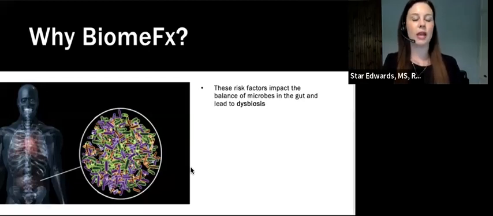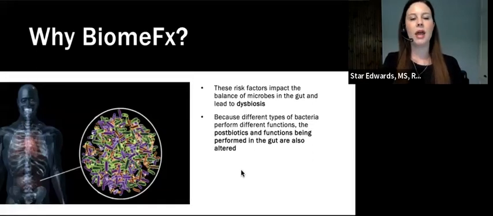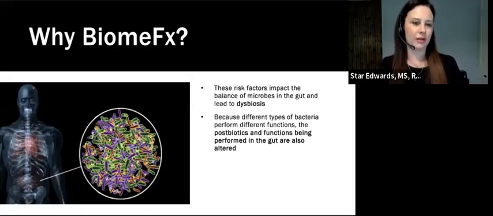Those risk factors create an environment in which your healthy commensals can't live, and it kills some of them off. And then we have an imbalance. We have too many inflammatory microbes and not enough of our healthy microbes. And because different types of bacteria perform different functions, the postbiotics and functions being performed in the gut are also altered. You can kind of see it as vitamins. Each vitamin has a different function. So if you don't eat the foods that have those vitamins or take a supplement and those vitamins are missing from your life, then the other vitamins can't really compensate for what we're missing out on. And the bacteria balance in our microbiome is very similar.